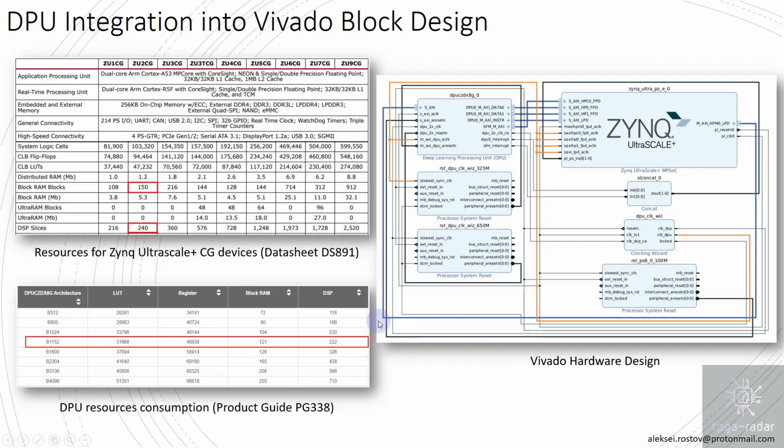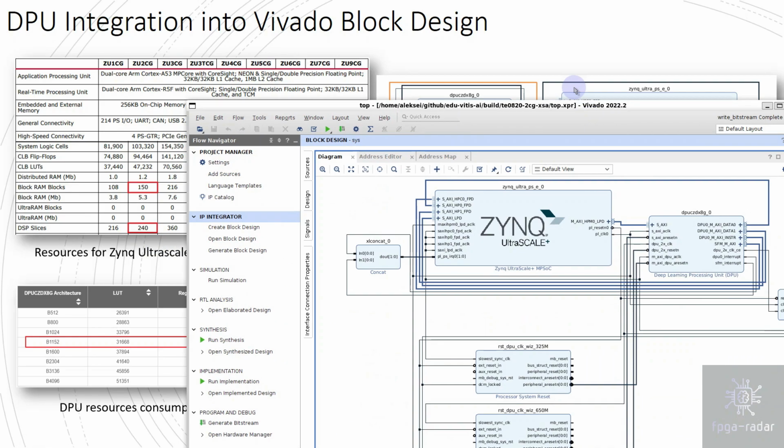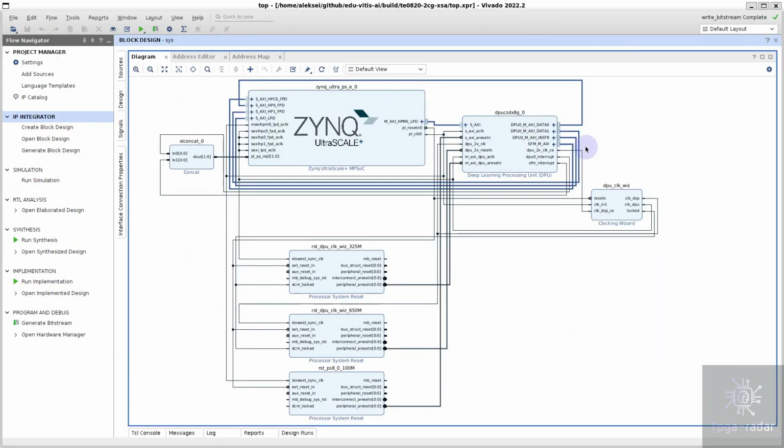So according to the project guide, the 152 architecture can be fit into my hardware design because it consumes 121 block RAM, and I have 150 and 222, and here I have 240. Okay, let's go to Vivado. This is the Vivado project that I have already opened here.